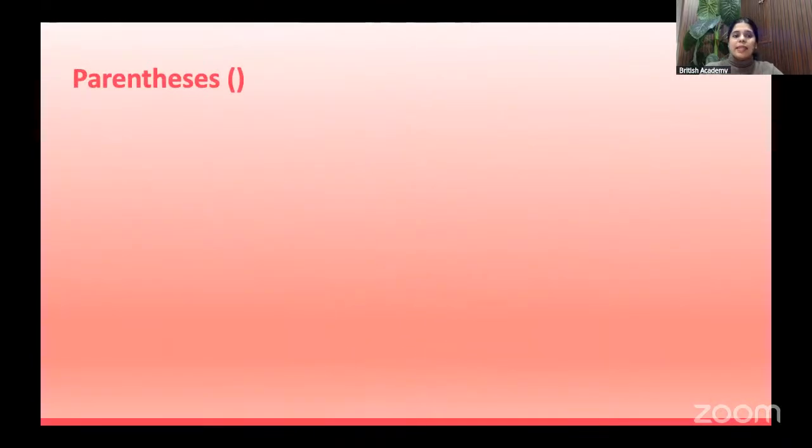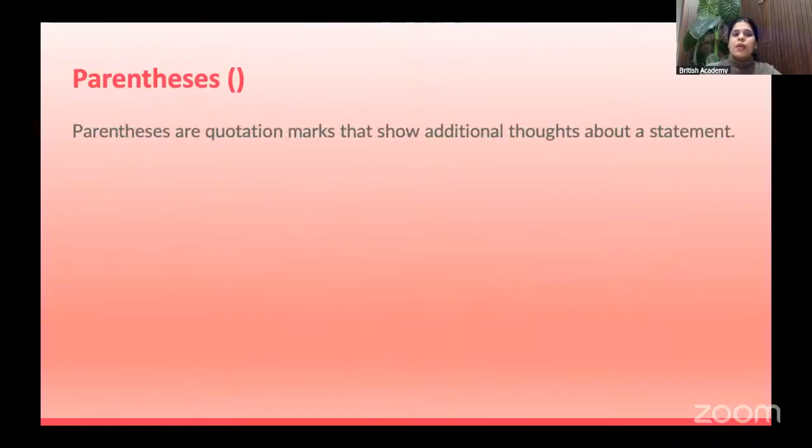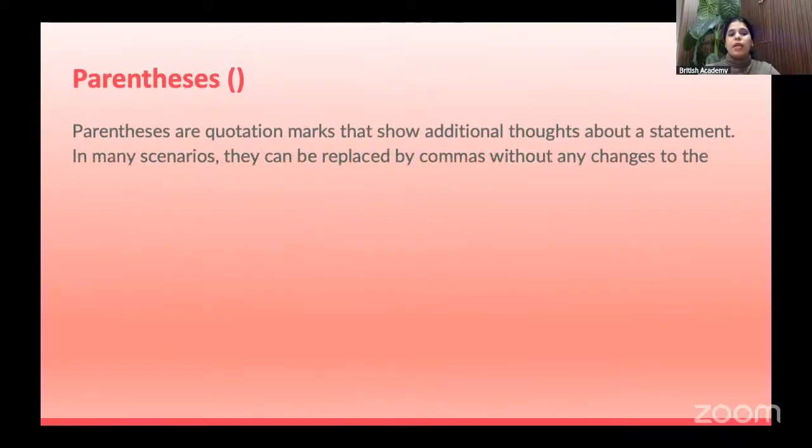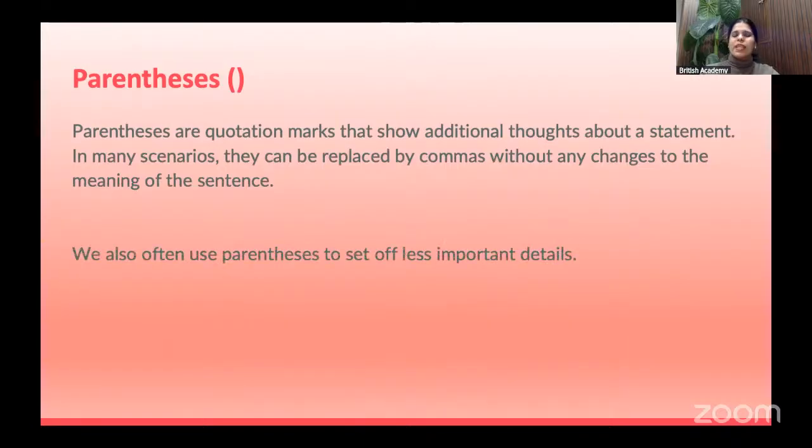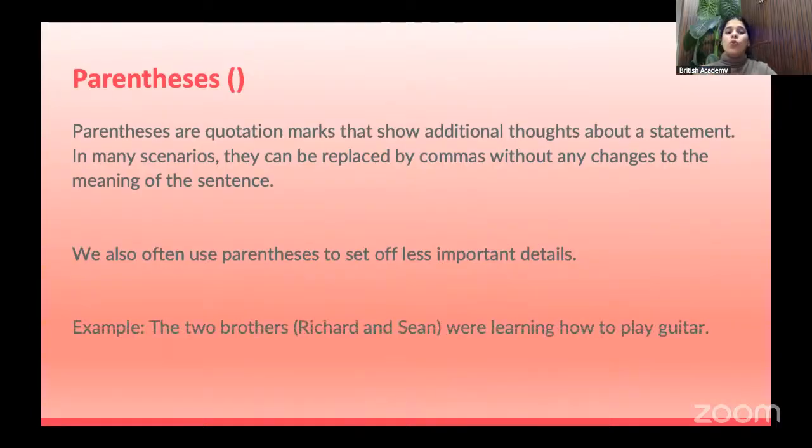Now, parenthesis. Parenthesis refers to the brackets that we use. They are like quotation marks that show additional thoughts about a statement, and they can be replaced by commas without changing the meaning. Often if you want to add less important details, for example, the dosage of a medication, or you want to add more about some specification, you can use parentheses. Like, "The two brothers (Richard and Sean) were learning how to play the guitar."